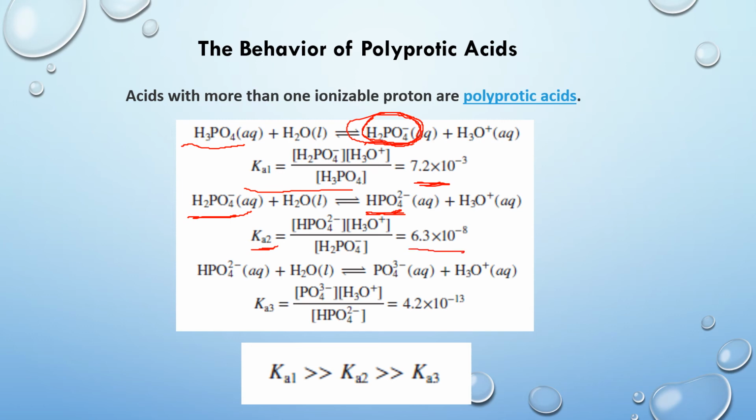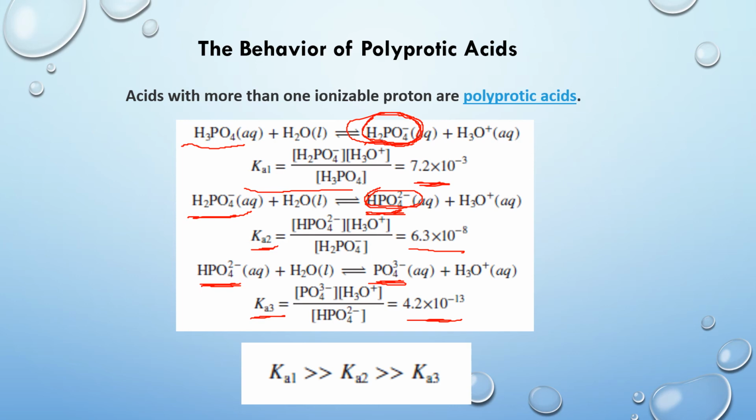And notice that this Ka2 is much smaller than Ka1. For H2PO4 minus, it still has 1 proton left, and it can still donate it to the base. So HPO4 2 minus will donate the last proton it has left, generating this PO4 3 minus. And for this reaction, the Ka will be Ka3, and you can see the constant is 10 to the negative 13, which is much smaller.